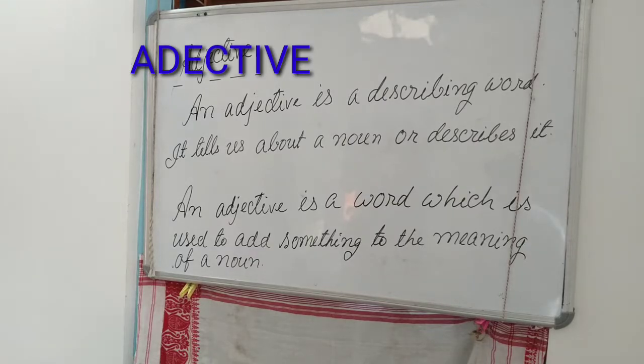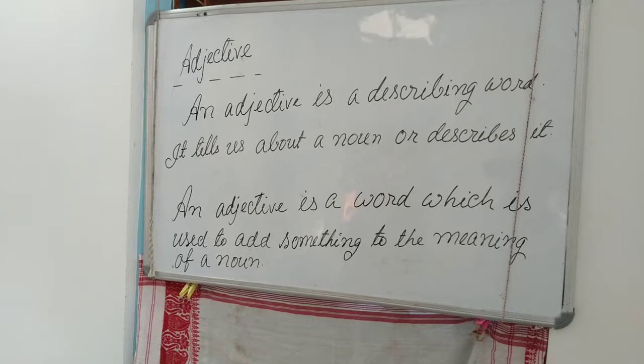Adjective. An adjective is a describing word. It tells us about a noun or describes it. That means an adjective is used to describe a noun. Generally it comes before the noun and tells us something about the noun. We may also use an adjective in the latter part, but in most cases the adjective comes before the noun and describes it. So we can say an adjective is a word which is used to add something to the meaning of a noun. It adds some new meaning to the noun.